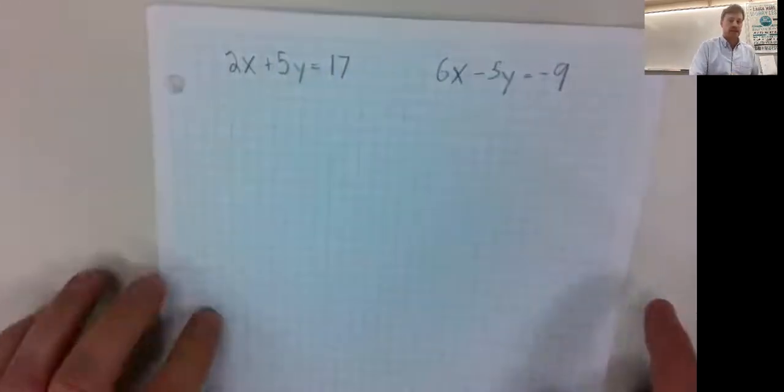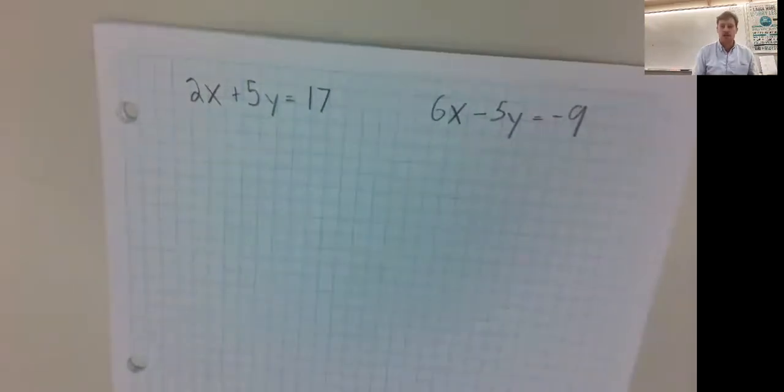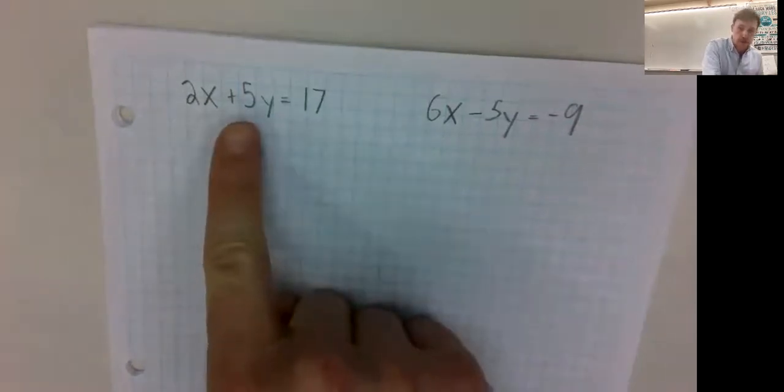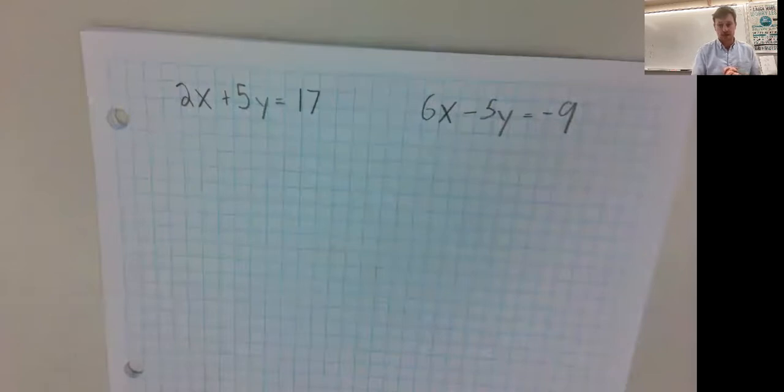Our first example problem is this right here. We have two equations, and as always, we're trying to find a solution to these equations. We're trying to find an x and a y value that work for both this equation and that equation. We've done it with graphing and substitution. Now we're going to do it with elimination.